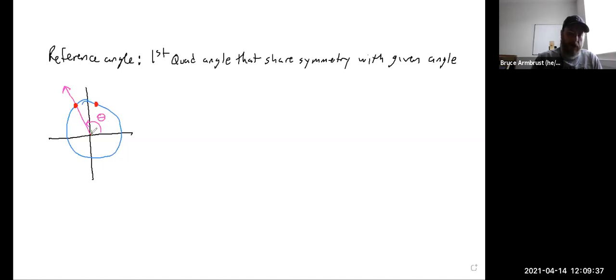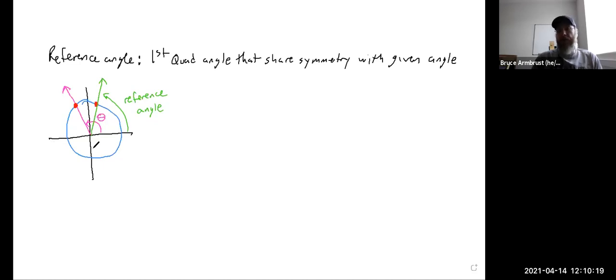So let me change the color. I could say green. So this one right here, this is the reference angle. It's a different angle, right? The terminal side's in a different location, but it's the one that we can reference to get the trig values for the second one. The sines are going to be identical. The cosines are going to be opposite, pluses and minuses. The tangents are going to be opposite, pluses and minuses, and so on.